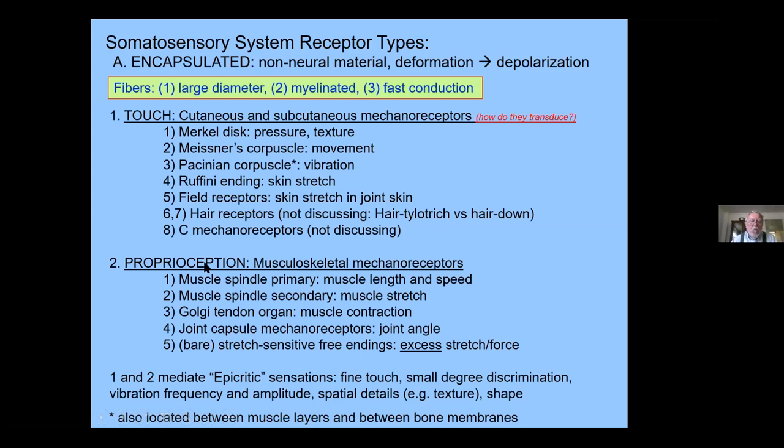And then when we look at proprioception, we have a muscle spindle primary, a muscle spindle secondary, a Golgi tendon organ, a joint capsule mechanoreceptor, and then stretch sensitive free nerve endings, which are different from the free nerve endings that are C-mechanoreceptors. I am not going to go through each one of these things. Hopefully anybody who does a good course in perception these days would do this.